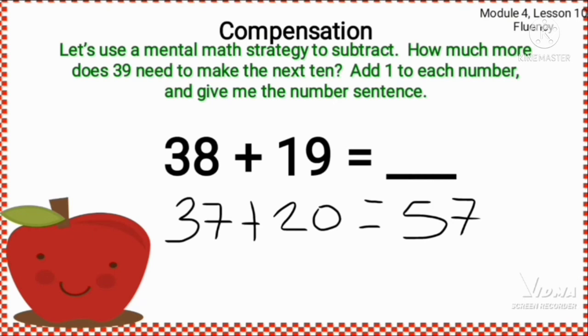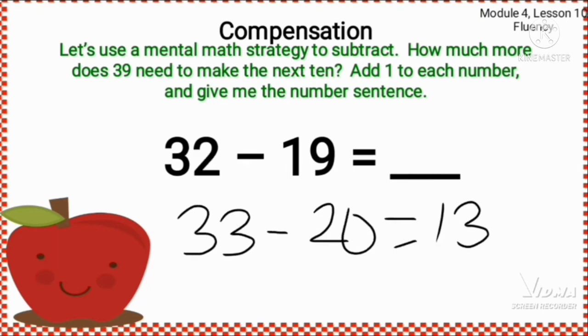So let's look at 38 plus 19. I would take 1 from 38 to make 19 a 10. Then the next 10 is closest to a 10. 37 plus 20 is 57. That's our new number sentence.